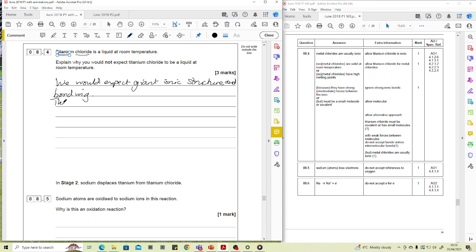And therefore TiCl4 would have strong electrostatic forces of attraction, which would require a lot of energy to overcome, leading to a high melting point.